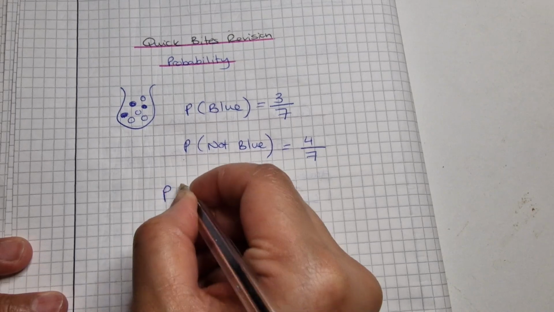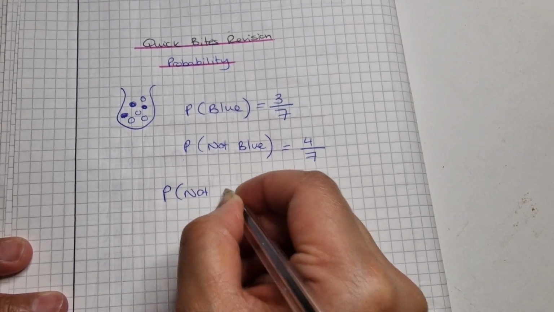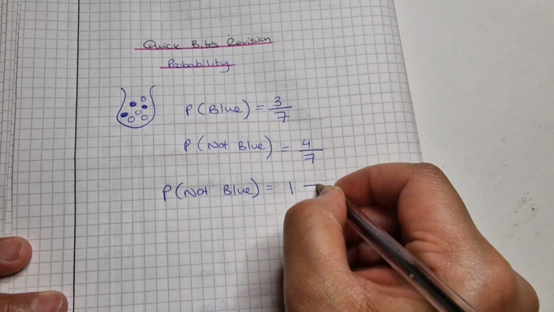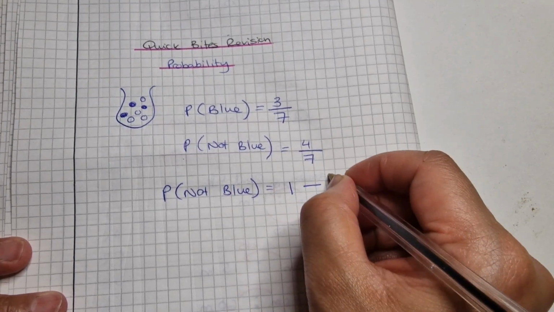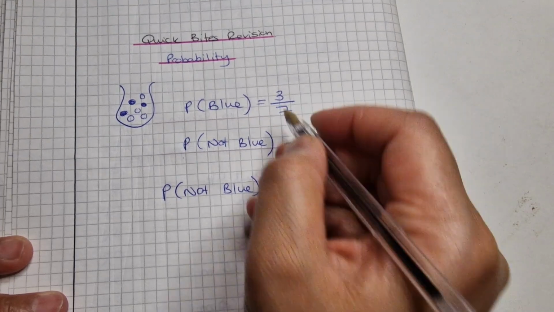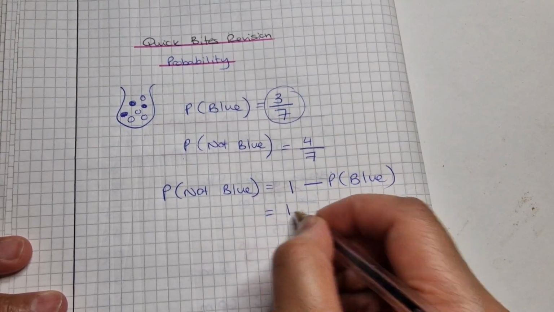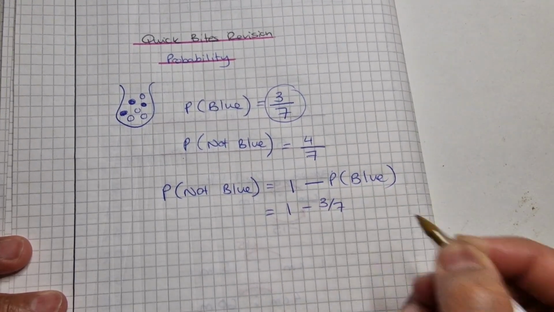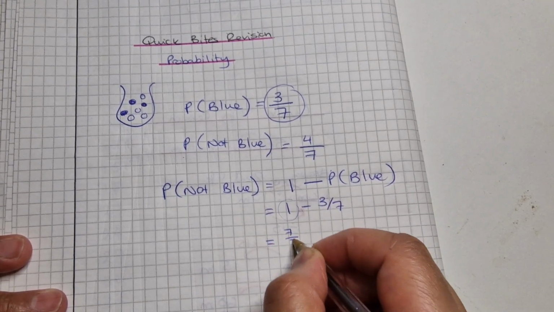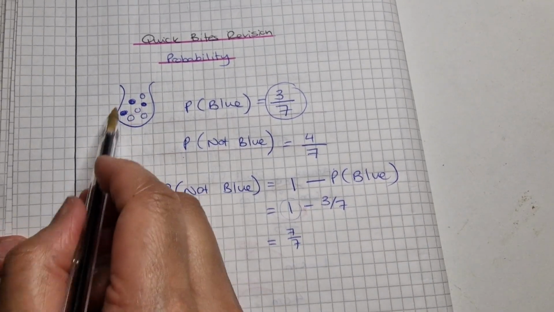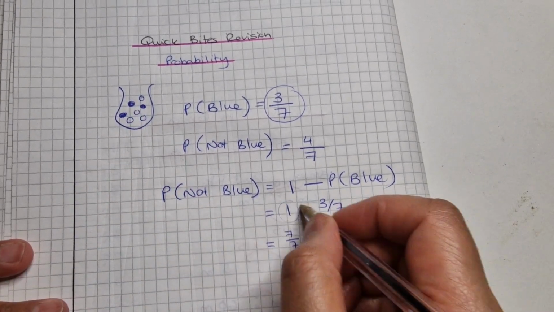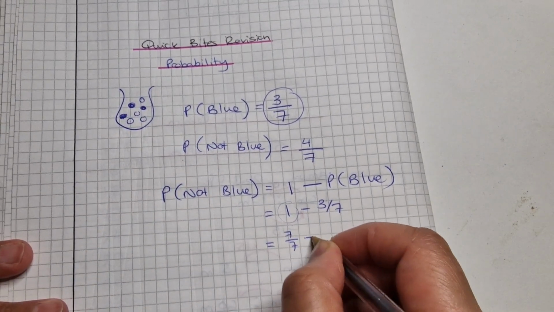Or another way to do this, when you see not blue, you do the probability of 1 take away the probability of blue. And we know that is 3 out of 7. So do 1 minus 3 out of 7. Now the number 1 is the same as saying 7 out of 7. Because there's 7 marbles altogether, and you can choose any marbles for 7. The total probability is always going to equal 1.